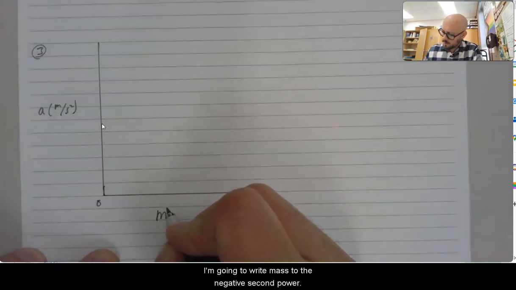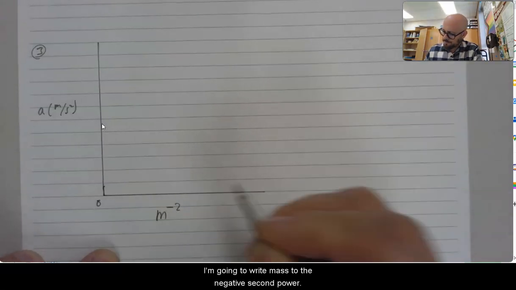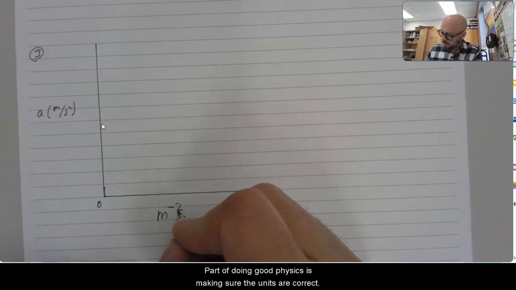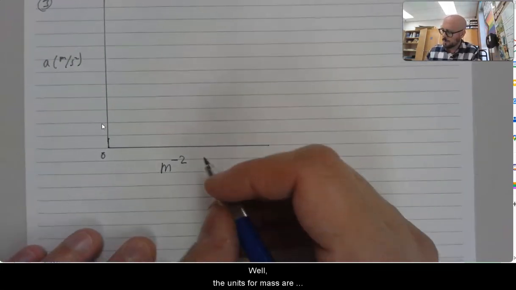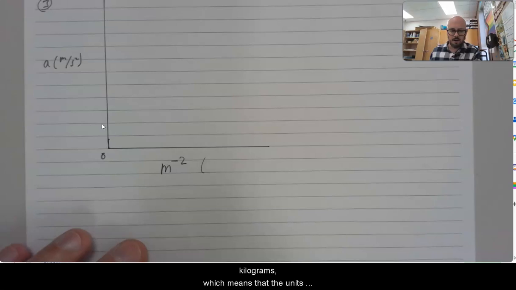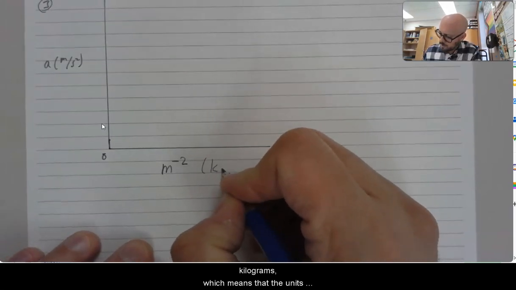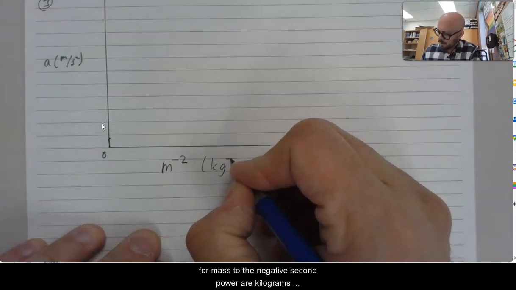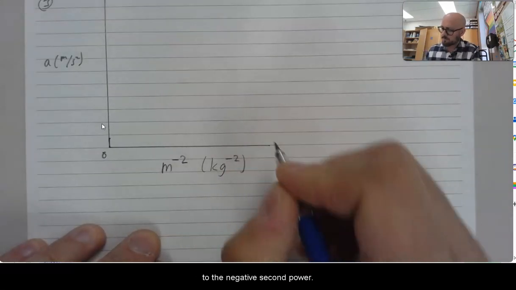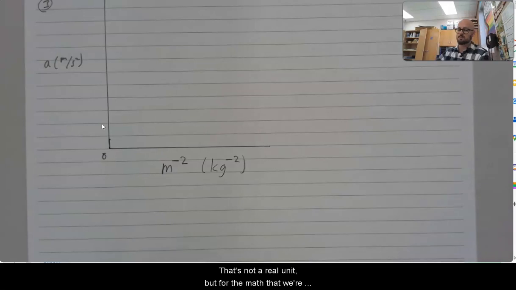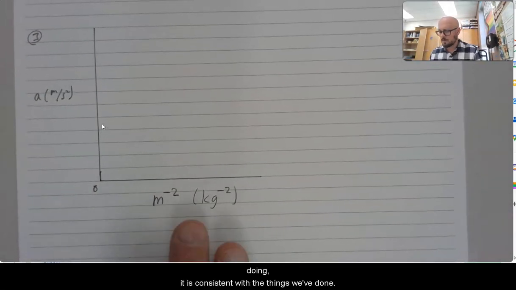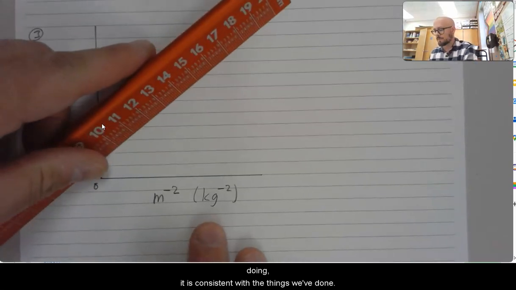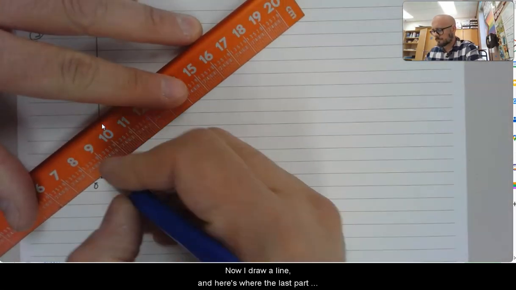I'm going to write mass to the negative second power. Part of doing good physics is making sure the units are correct. Well, the units for mass are kilograms, which means that the units for mass to the negative second power are kilograms to the negative second power. That's not a real unit, but for the math that we're doing, it is consistent with the things we've done. Now I draw a line.